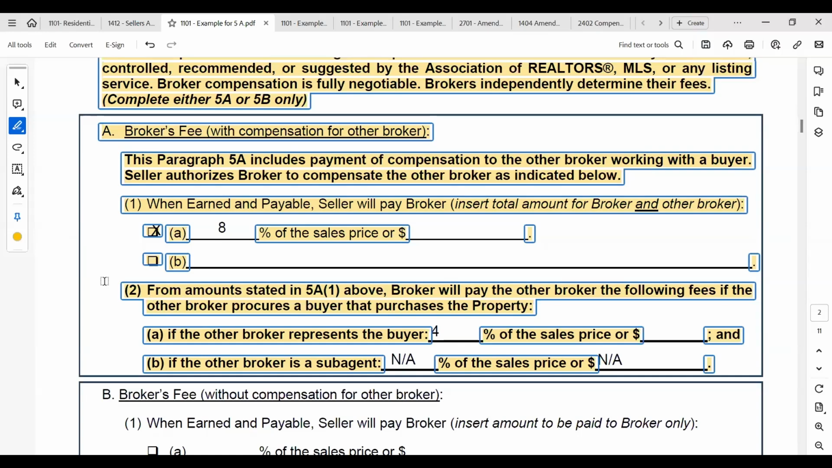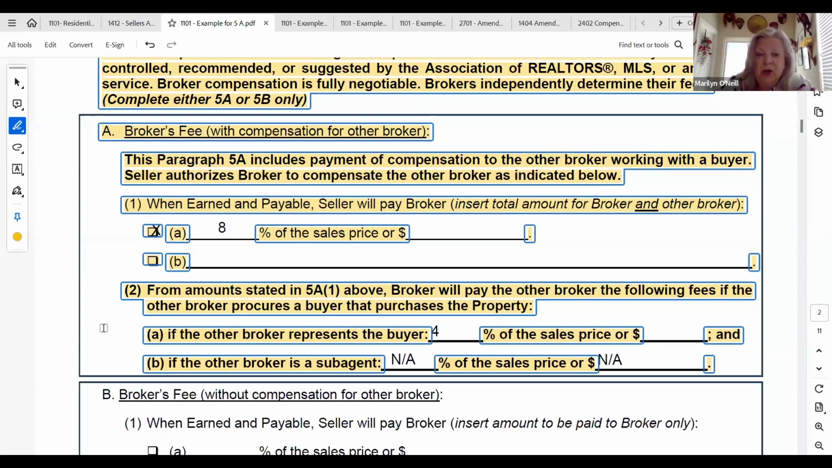Yes. Okay. All right. And then if that were the case, if it wasn't a percentage here and it was a flat dollar amount, then in A2, it would be the second field, and it says a dollar amount that you would share with the other brokerage.